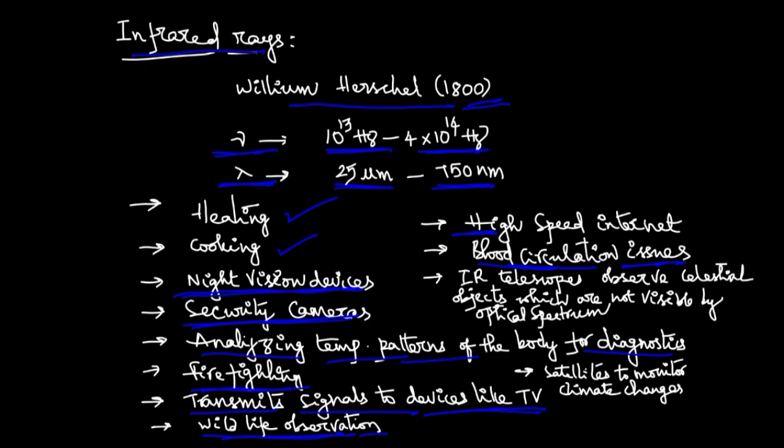And IR telescopes, infrared telescopes, observe celestial objects which are not visible in the optical spectrum. Optical spectroscopes are not able to observe some celestial bodies, so those celestial bodies can be observed by infrared telescopes. And infrared rays are used in satellites to monitor climate changes. These are a few uses of infrared rays.